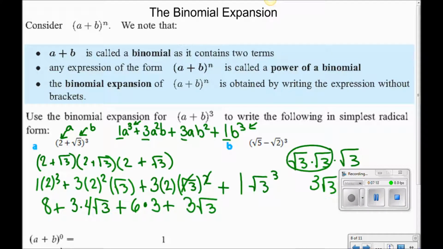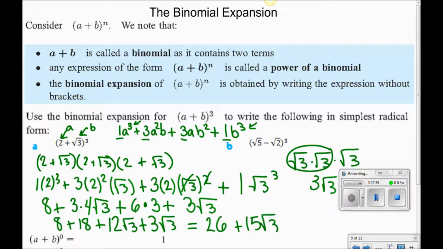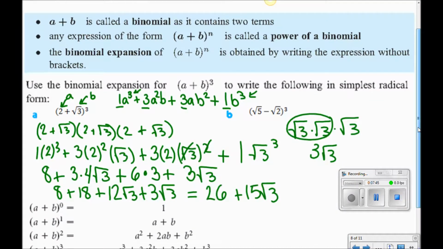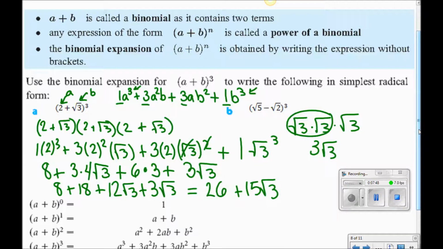Okay, and finally we just simplify everything, so we've got 8 plus 6 times 3 is 18, plus 12 square roots of 3 plus 3 square roots of 3. Okay, so 8 plus 18, we've got 26, and 12 plus 3, 15 square roots of 3. Okay, and likewise we could do the same thing with this next example. Again, if you want to just pause the video, try it yourself, and then check your answer.